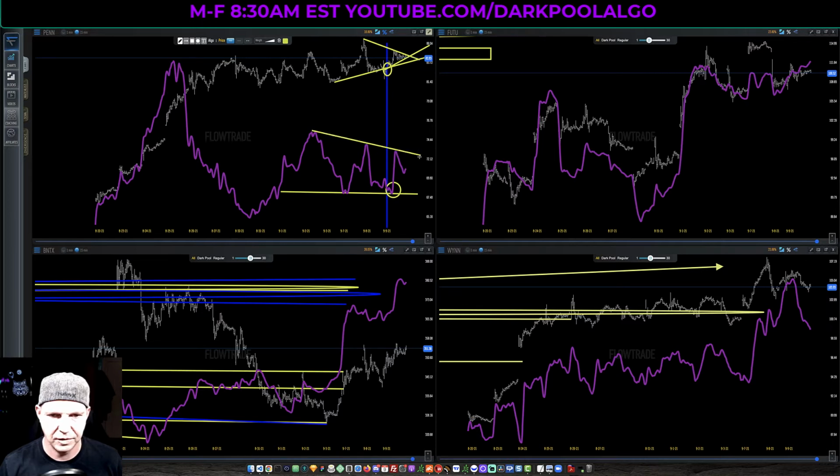I'm really interested to see what happens when the Algo ran into its overhead resistance. It did pull back and it has curled up. So going into tomorrow or even the next couple of weeks, what I'd like to see is that algorithm break out of its overhead resistance and continue to move up. When that happens, you can anticipate price action to follow.